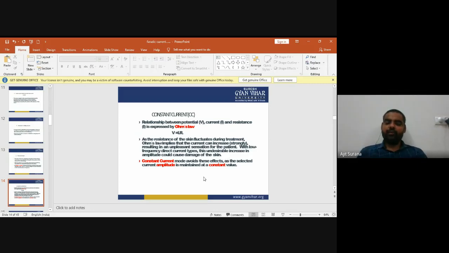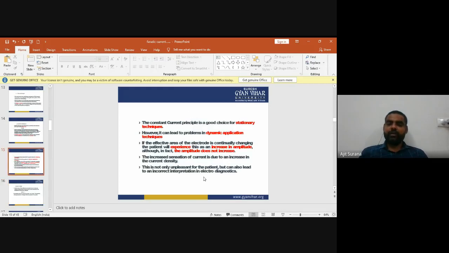Now, constant current mode avoids these effects, as the selected current amplitude is maintained at a constant value. The constant current principle is a good choice for stationary techniques. However, it can lead to problems in dynamic application techniques.